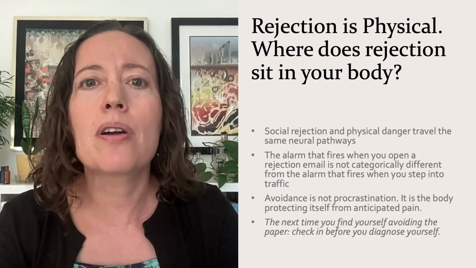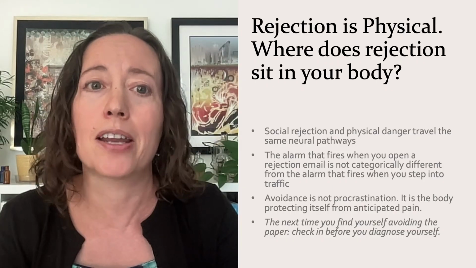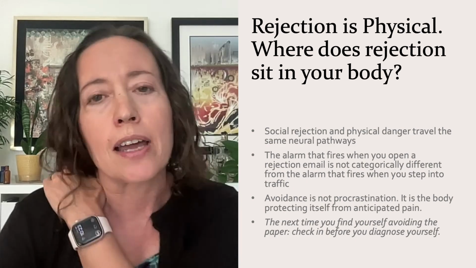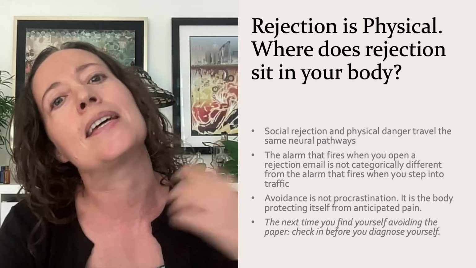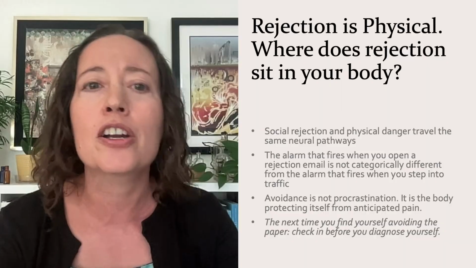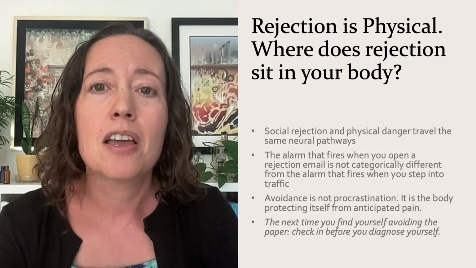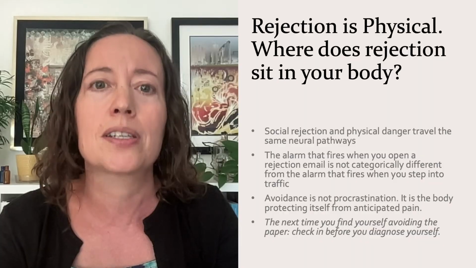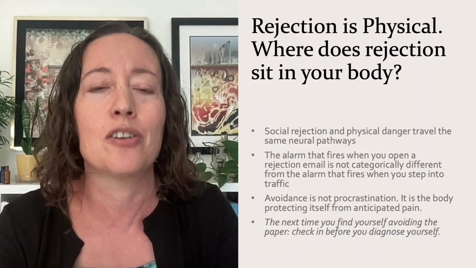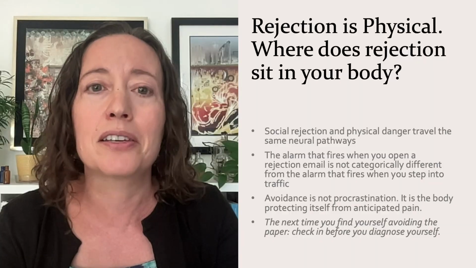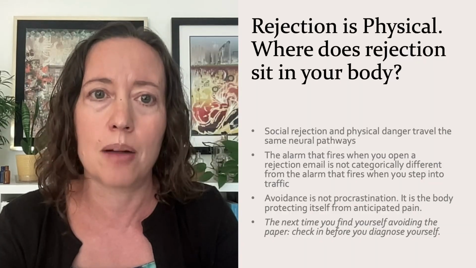Okay, so I know where rejection sits in my body. It's a sharp pain in my right shoulder blade. It shows up when I look at a looming deadline, when I realize the analysis doesn't quite support the argument, when I try to make sense of contradictory reviewer comments. Before any external verdict has arrived, my shoulder blade already knows something is at stake. This is not a metaphor. This is literally my nervous system doing its job.